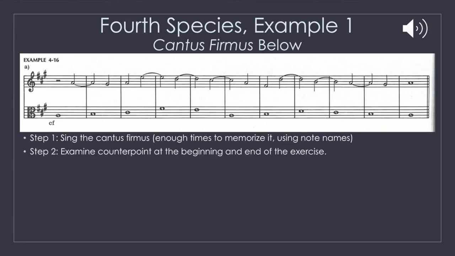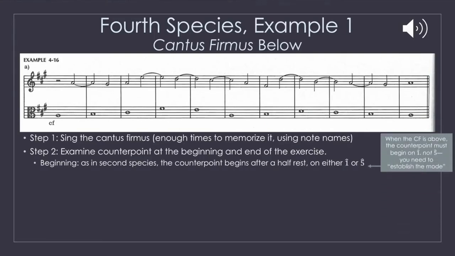Okay, then we're going to think about the beginning and the end of the exercise. So at the beginning, as we mentioned, just like in second species, you're going to have a half rest at the beginning, and then you're going to use the note that's either scale degree 1 or scale degree 5. So the case here, we have the bass is on A, and the cantus firmus is on A, so that's scale degree 1. And then I'm just going to point out that when the cantus firmus is above, and we're writing a counterpoint below, that's what we'll see on the next screen, the counterpoint has to begin on 1 and not 5, because you need to establish the mode, establish the tonic.